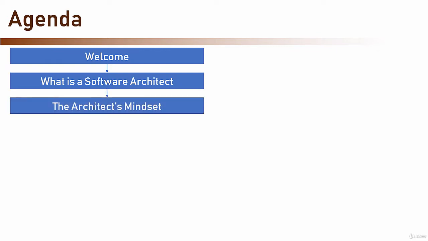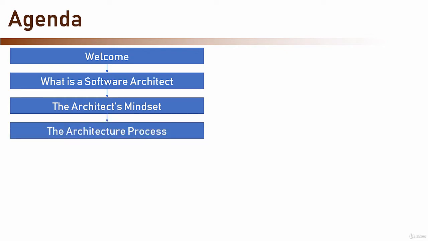Then we will discuss what is perhaps the biggest change a software architect should do in order to bring the maximum benefit to the organization, adopt a business mindset instead of a technological one. We will talk about the meaning of this mindset and why it's so important for the architect.